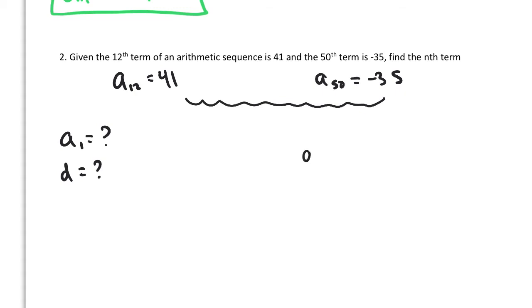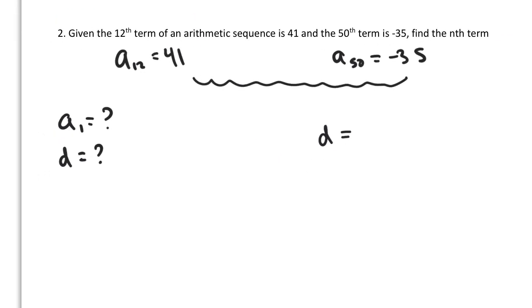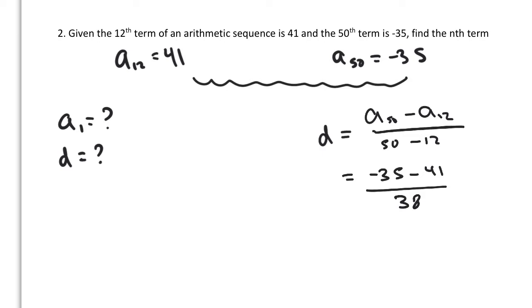So we can use the idea of that graph that we just saw, because the common difference is really just the slope. So I'm essentially going to treat this like slope. I'm going to go a sub 50 minus a sub 12 over 50 minus 12, essentially treating it like a slope. And so you get negative 35 minus 41 over 38, and what is that, negative 76 over 38, so my common difference is negative 2.